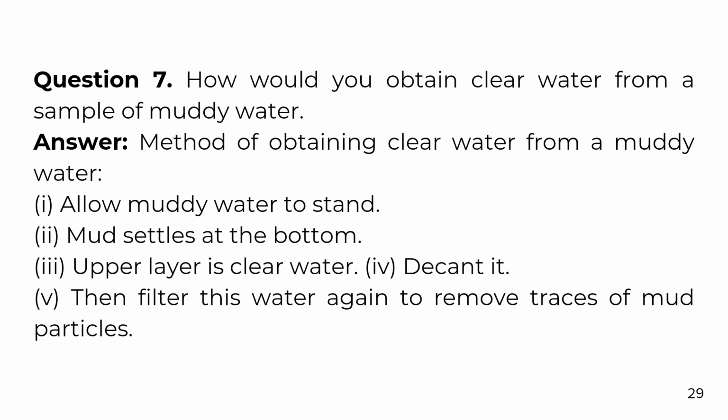Question 7. How would you obtain clear water from a sample of muddy water? Answer. Method of obtaining clear water from muddy water. I. Allow muddy water to stand. II. Mud settles at the bottom. III. Upper layer is clear water. IV. Decant it. We then filter this water again to remove traces of mud particles.